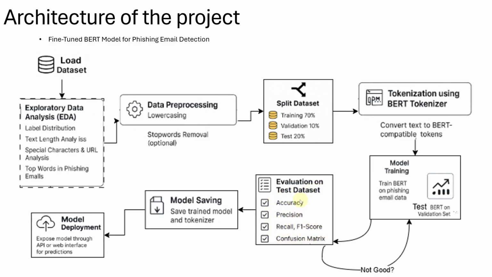If these parameters are not good, if the accuracy or these metrics are very low, what we're going to do is come back here and train the model again and again until we get good accuracy and good metrics. Fine. When we get good metrics, we will save our model for future use, and after that we will deploy our model anywhere so that it can detect phishing attacks from the network. So that's the whole architecture of the project.